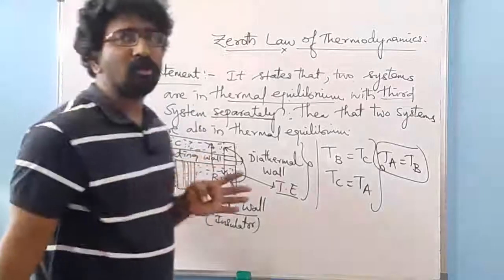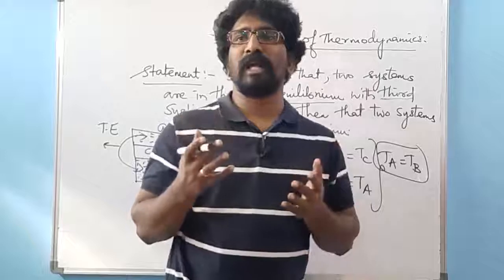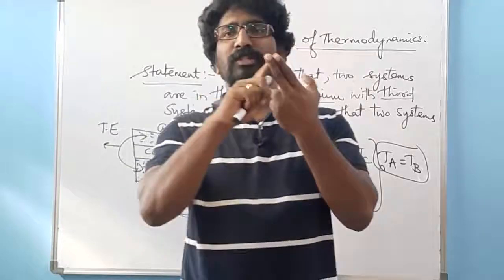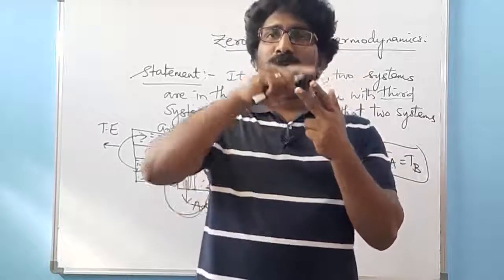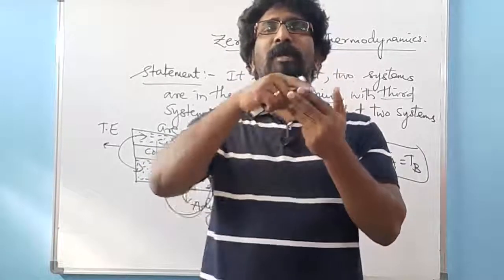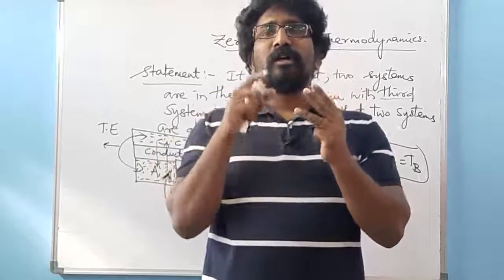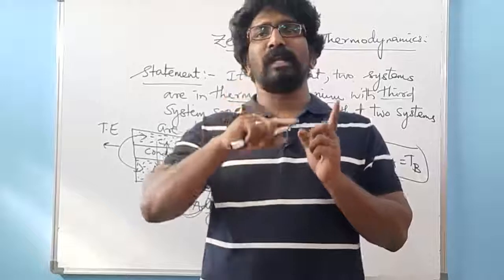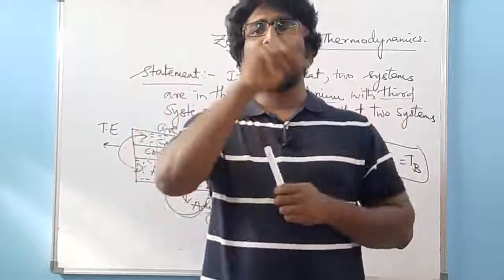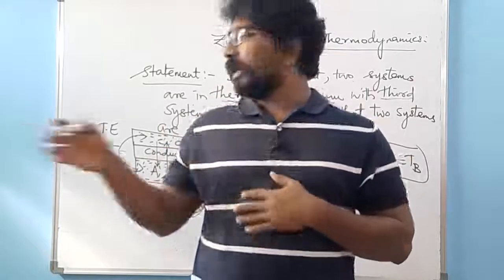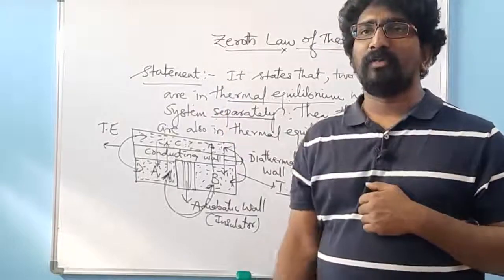So this is the concept of what is meant by the Zeroth Law of Thermodynamics. In the Zeroth Law, there are three systems. Two systems may not be directly in thermal equilibrium, but if they are separately in thermal equilibrium with the third system, then automatically all three come into thermal equilibrium. That is the statement of the Zeroth Law of Thermodynamics.